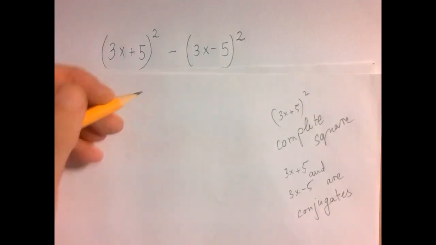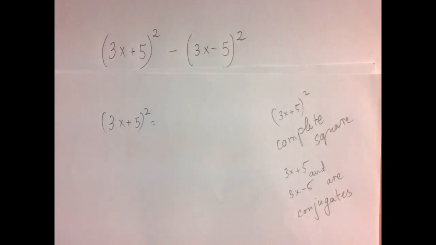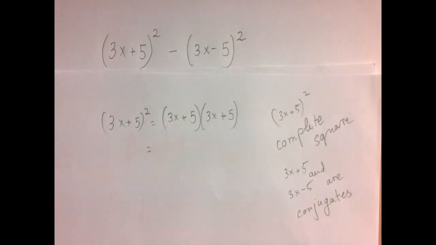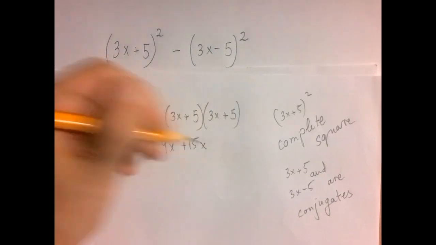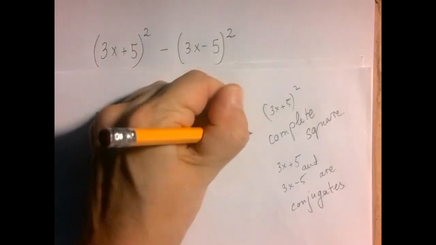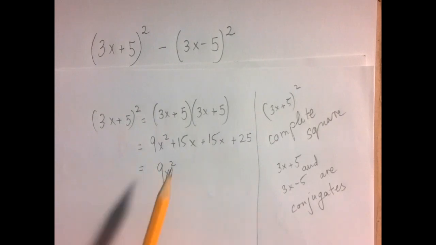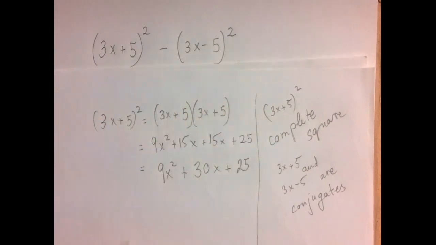So first, let us work out just 3x plus 5 squared. To square something means write it down twice and multiply. And now we FOIL. 3x times 3x is 9x squared. 3x times 5 is plus 15x. And 5 times 3x is another plus 15x. And then 5 times 5 is 25. In case of a complete square, O and I are identical, and therefore there is a doubling up going on here. So 3x plus 5 squared, when expanded, is 9x squared plus 30x plus 25.